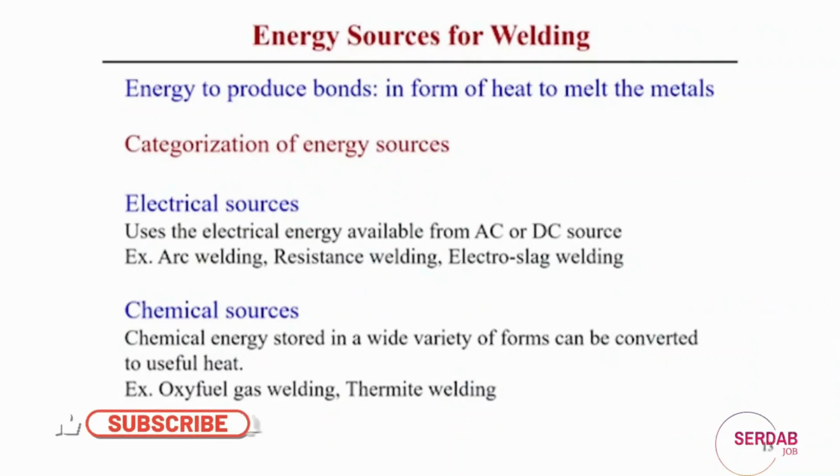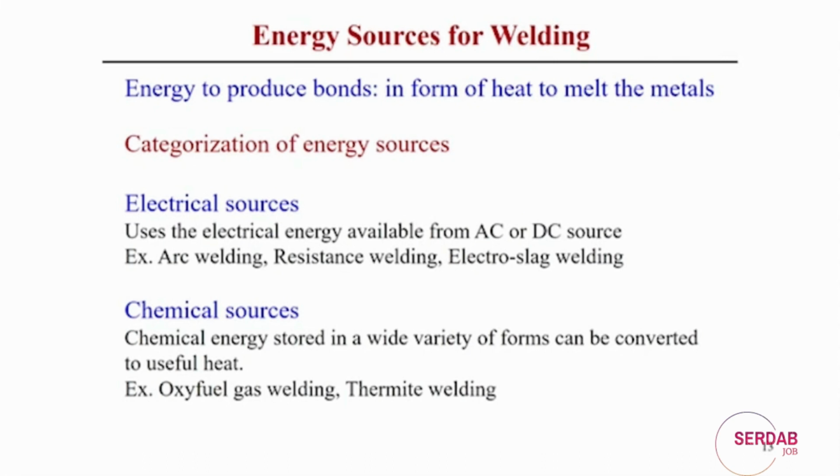Now, what are the different energy sources generally used in welding processes? The energy is used to produce the bond in the form of heat: first applying heat to melt the metals, and then cooling the metals through the solidification process. Here we will look at the different categories of heat source used for fusion welding processes. First is the electrical sources.